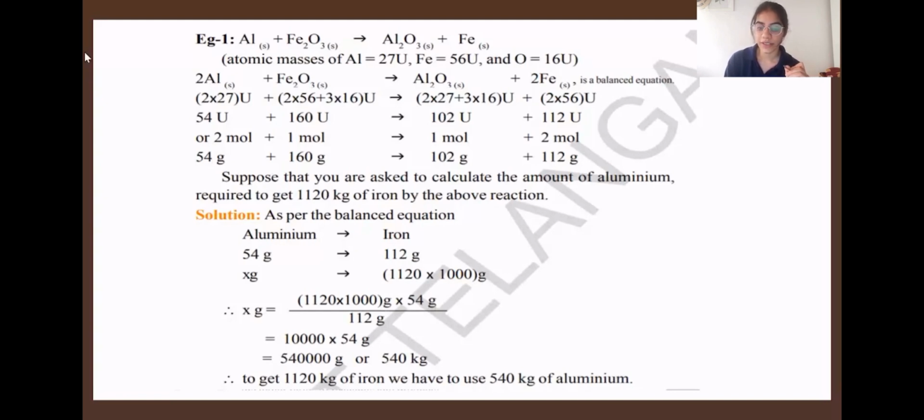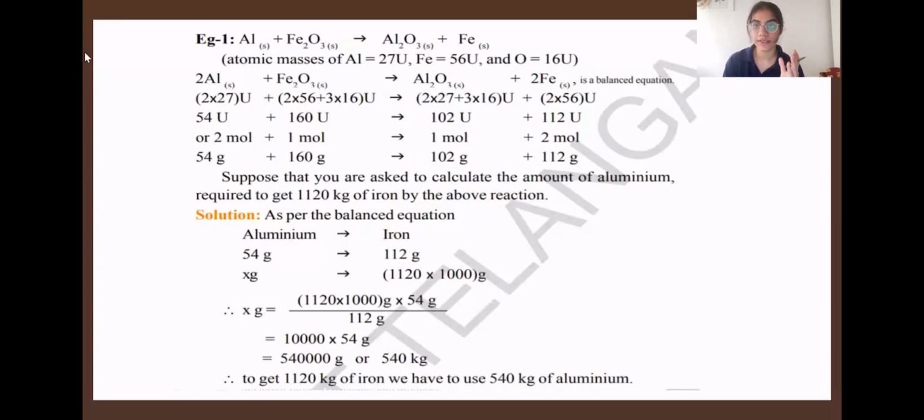So after we get 5,40,000 grams or 540 kgs, we can write our answer as: to get 1120 kgs of iron, we have to use 540 kgs of aluminium. This is a basic numerical that can be done by the unitary method.